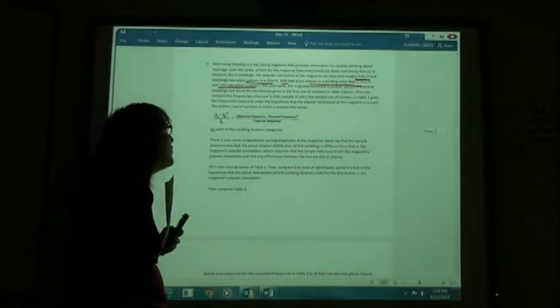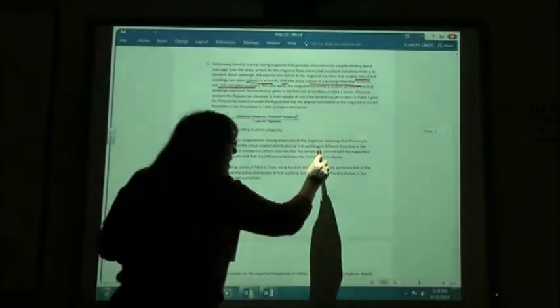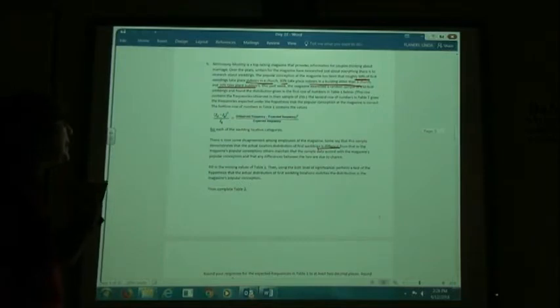Now there's some disagreement among employees of the magazine. Some say this sample demonstrates that the actual location distribution of first weddings is different. So again, we're checking different, and so we're checking equals and not equals from the magazine's popular conception. Others maintain the sample data, according to the magazine's popular conception, that any differences between the two are due to chance. Fill in the missing values from Table 1, then at a 5% level of significance, perform a test of hypothesis, that is, the actual distribution of first wedding locations matches the distribution in the magazine's popular conception.